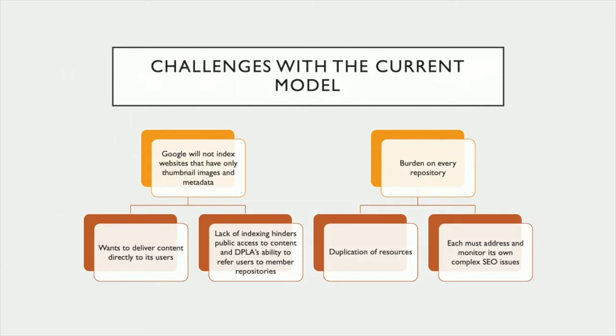So there are some challenges that we've seen with the current model. Chief among them is that Google and other search engines will not index websites that host only thumbnail images and metadata. They view them as link farms. Google wants its users to get to the object immediately. It does not want the user to take one or two more hops after the user finds an item in a central index. So that lack of indexing by search engines hinders public access to content and hinders DPLA's ability to refer users to member repositories.